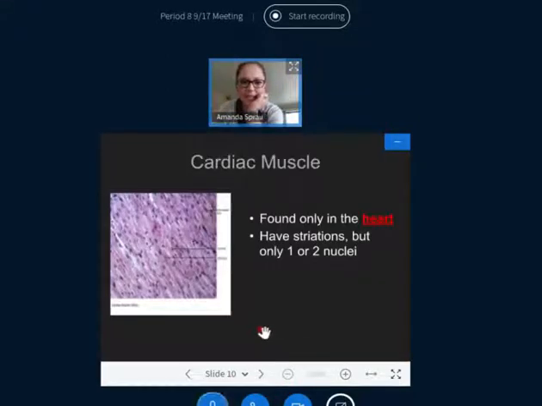Our next type of muscle is cardiac muscle. Cardiac is a word for our heart, and so cardiac muscle is only found in the heart. It is the muscle that makes up our heart. If you think about it, it's got to be a good muscle because our heart beats a lot.